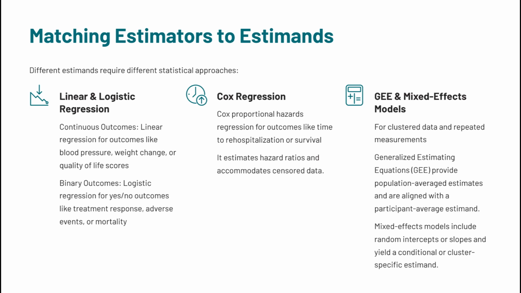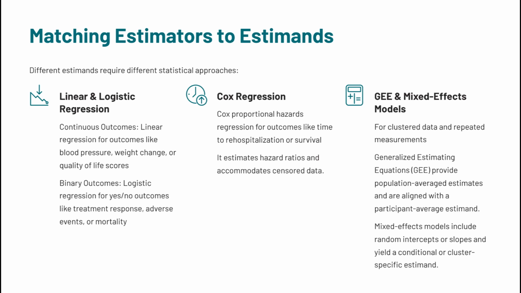For binary outcomes, such as whether a participant achieves at least 5% weight loss or experiences an adverse event, logistic regression is typically used. It delivers an odds ratio summarizing how the odds of the outcome differ between treatment groups. For time-to-event outcomes like time to rehospitalization, we can use the Cox proportional hazards model. It estimates hazard ratios and accommodates censored data.